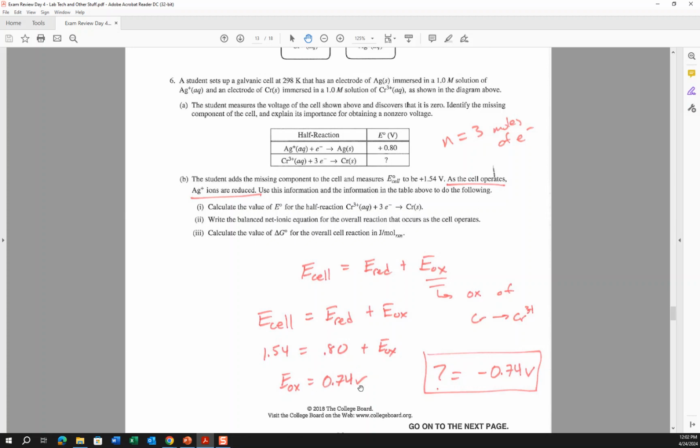So that comes out to be 0.74, meaning the question mark value here would actually be negative 0.74 because they wanted the reduction potential. And this is the oxidation potential of chromium being oxidized to chromium 3 plus. That's what the positive 0.74 represents. So that question mark is the negative 0.74 volts that they're looking for.